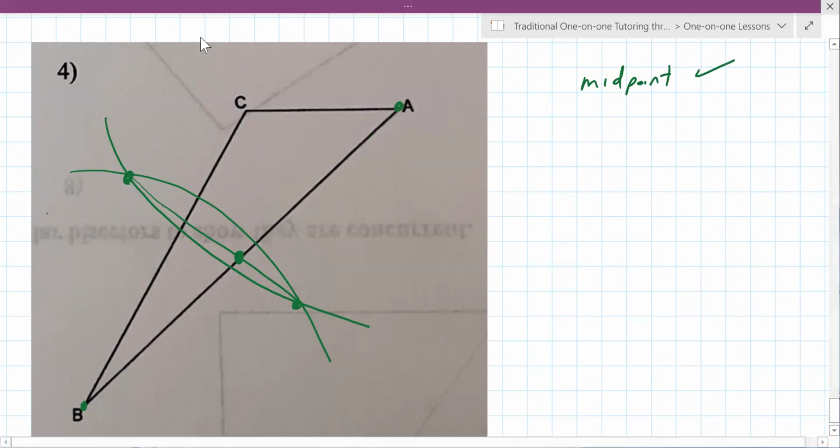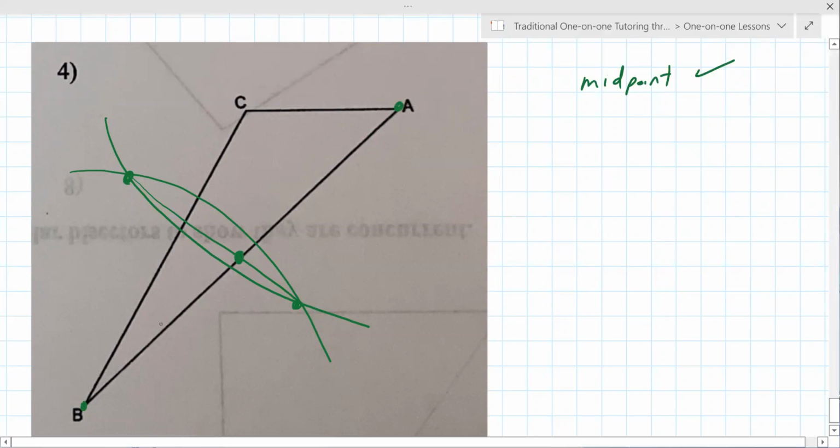I'll switch colors here for that. You swing an arc from the midpoint, you swing another arc, then you go to the intersection point and you swing yet another arc, and then another arc like that, and then you draw the intersection like this. If that's not easy to see, I can switch colors.